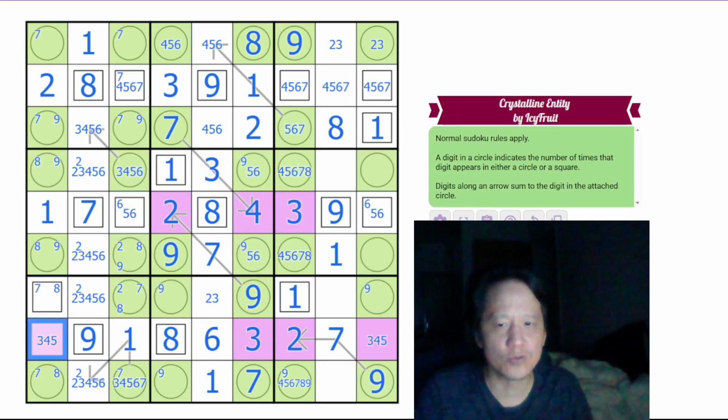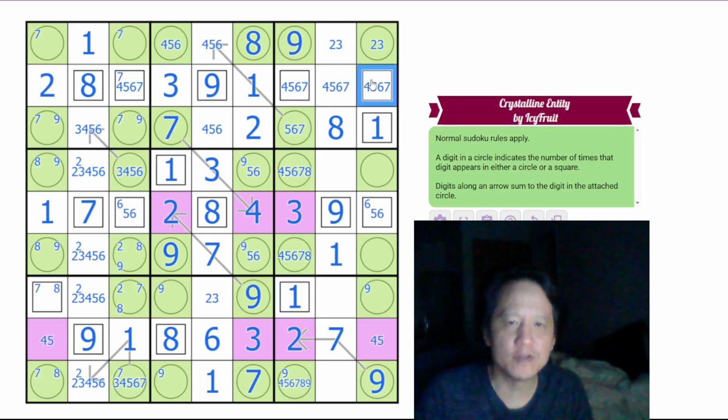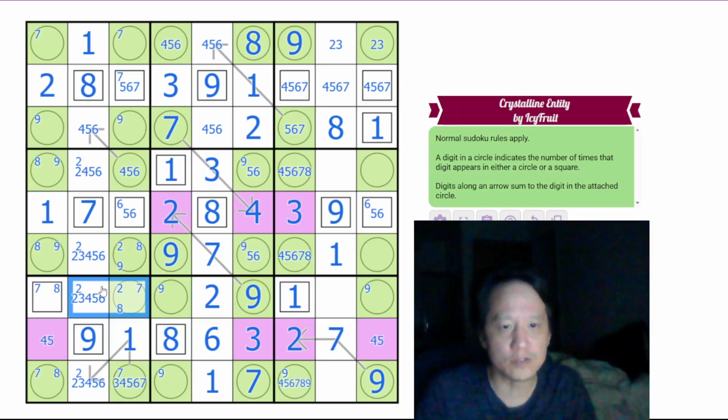This cannot be 3. This cannot be 3. One of these 3 is a 4, because this cannot be 4, so this cannot be 4 here. Obviously, 7 cannot be either of these. This can't be 3, so this can't be 3. Neither can this be 3. This 3 eliminates 3 here, so this is 2. That means neither of these can be 2. So this can't be 2.